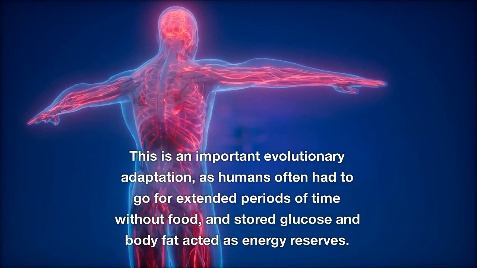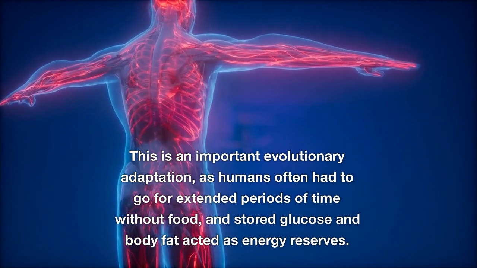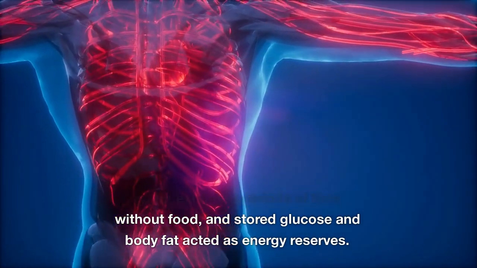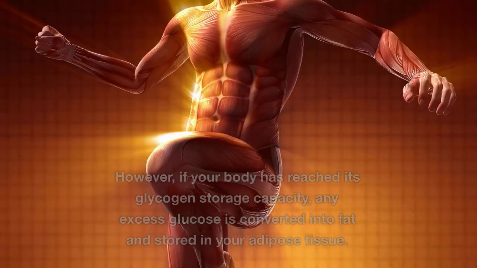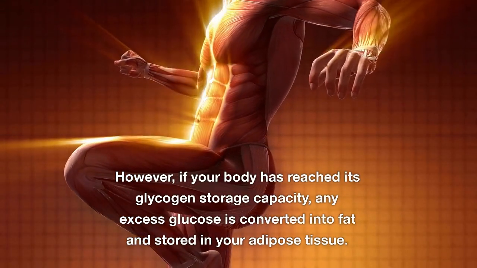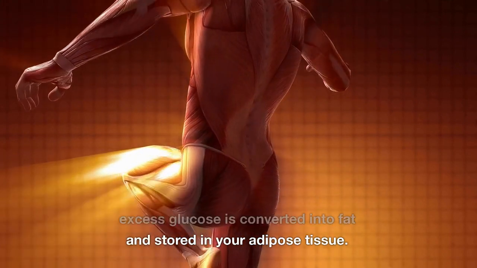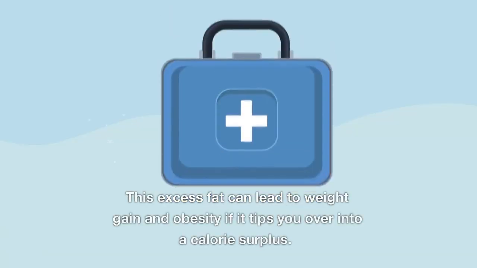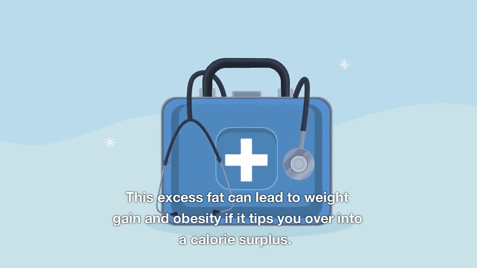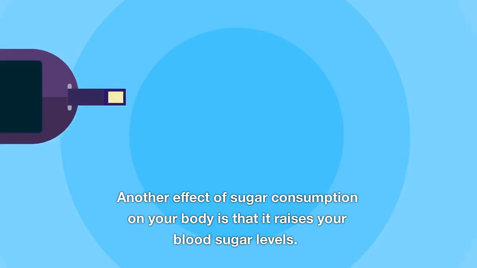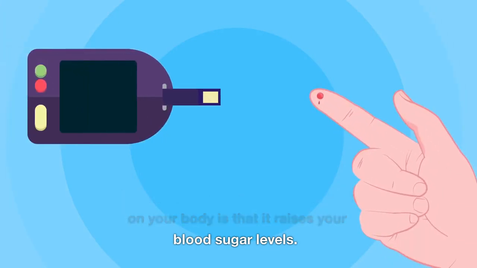This is an important evolutionary adaptation, as humans often had to go for extended periods of time without food, and stored glucose and body fat acted as energy reserves. However, if your body has reached its glycogen storage capacity, any excess glucose is converted into fat and stored in your adipose tissue. This excess fat can lead to weight gain and obesity if it tips you over into a calorie surplus. Another effect of sugar consumption on your body is that it raises your blood sugar levels.